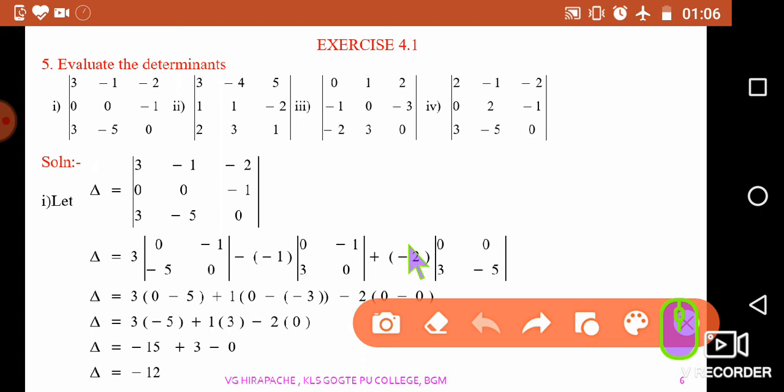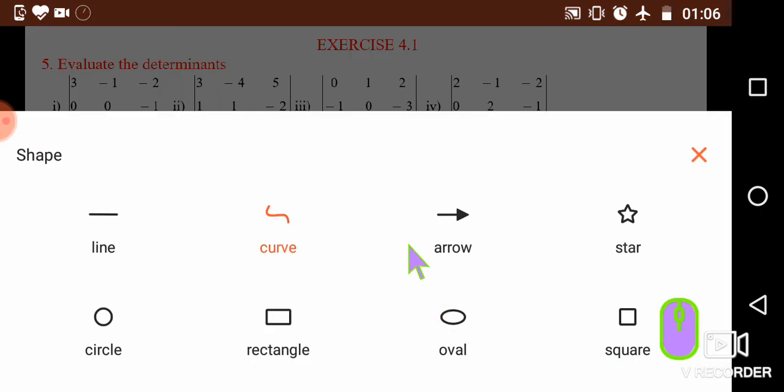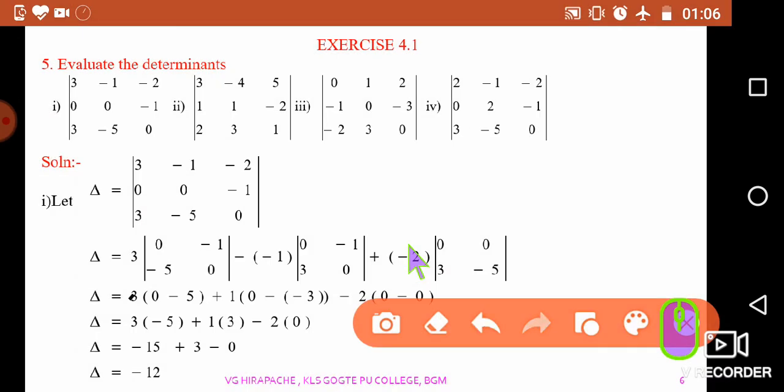Now 3 as it is, and then the second order determinant: from left top to right bottom, 0 times 0 is 0. Always there is a minus sign. Minus into minus will be plus 5. Therefore, here we have 3 into (0 minus of minus 5), that is, minus into minus plus, 1. And then the simplification of the second order: 0 times 0 is 0. Always there is a minus sign, and 3 times minus 1 is minus 3.